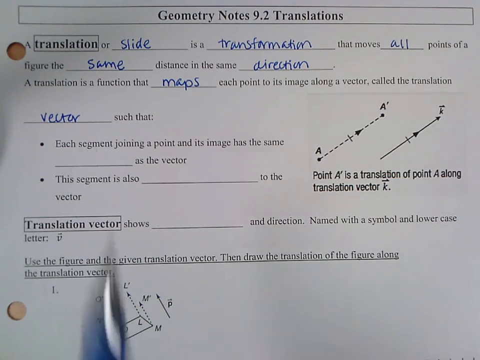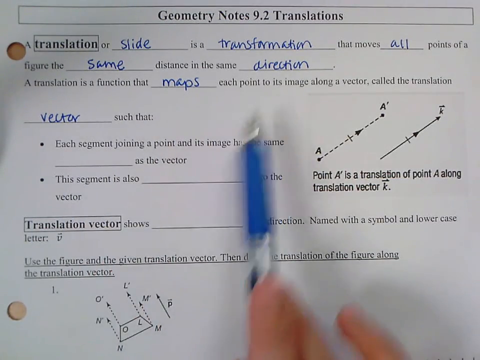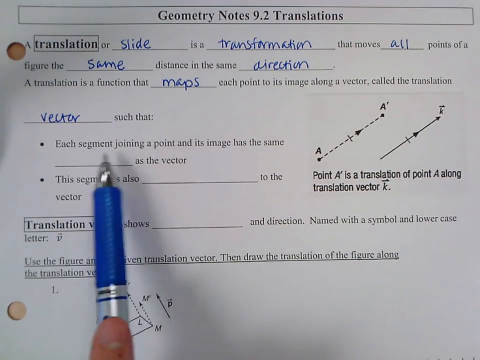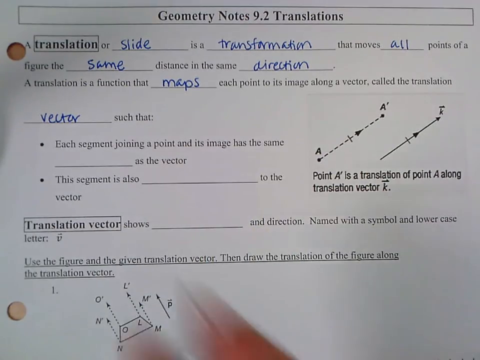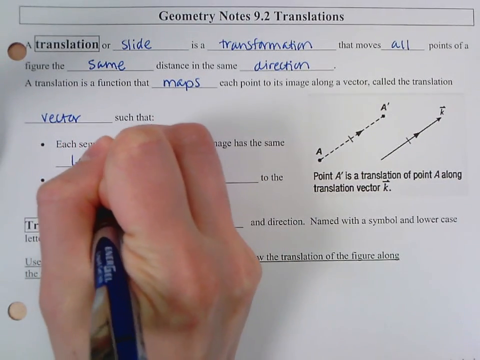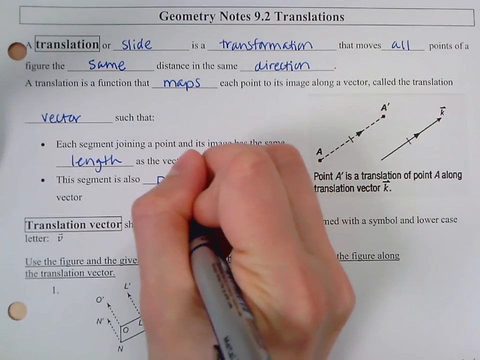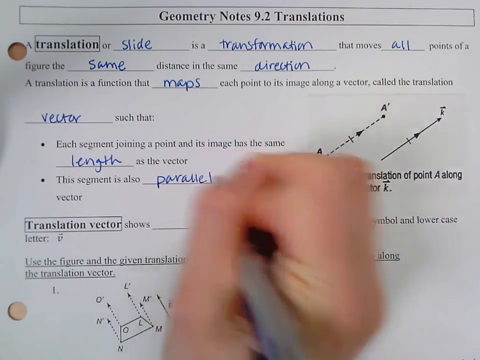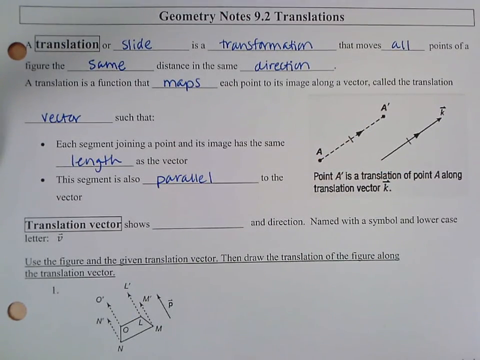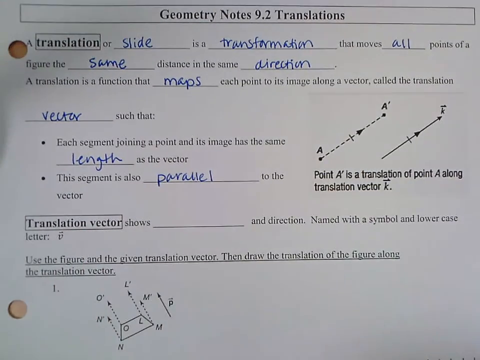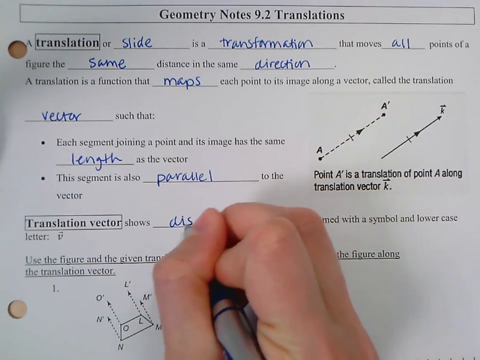But a translation, again, is a function that maps each point to its image along a vector called the translation vector, such that each segment joining a point and its image has the same length as the vector. And this segment is also parallel to the vector. So, actually, let me just say this before I talk more about it. So a translation vector below shows distance and direction.